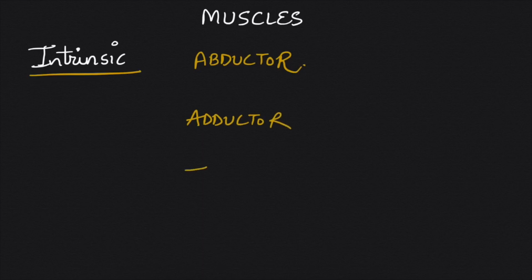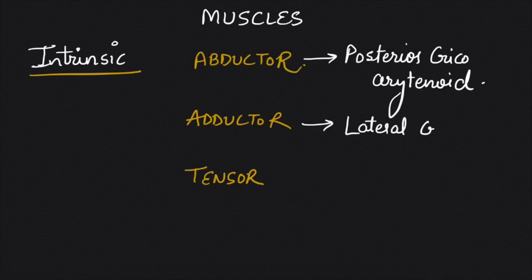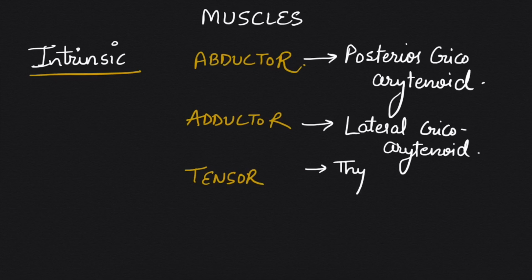So moving on to the intrinsic muscles, we will have abductors, adductors, and tensors. The only and most important abductor of the larynx is the posterior cricoarytenoid muscle. It is the only muscle that is the abductor. So if there is paralysis of this abductor, the larynx ends up in adduction and the patient has difficulty in breathing. Now talking about adductors, we have the lateral cricoarytenoid muscle. Other than this, we have the thyroarytenoid muscle.